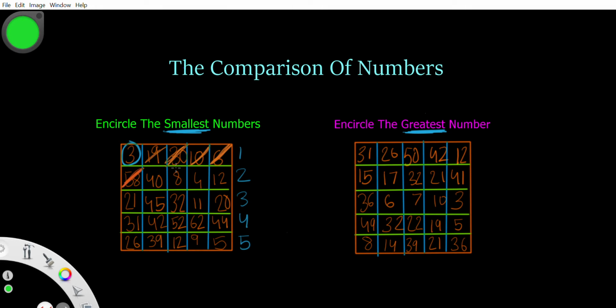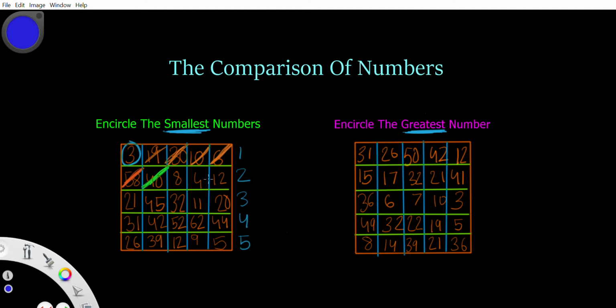Our next option is 40. We know that 40 is bigger than 8. If you find a number that's smaller than at least one number in this row, that means it's not going to be the smallest number. So it's not going to be 40, because there's a number smaller than it. And let's test 8 now.